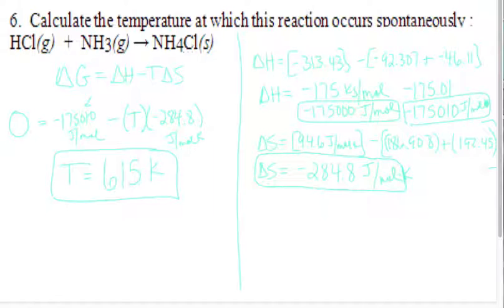Got it? Just a lot of math. I don't think conceptually it's that hard. It's watching your units, plugging in, double checking your work, making sure you calculate it correctly. So it's pretty hot.